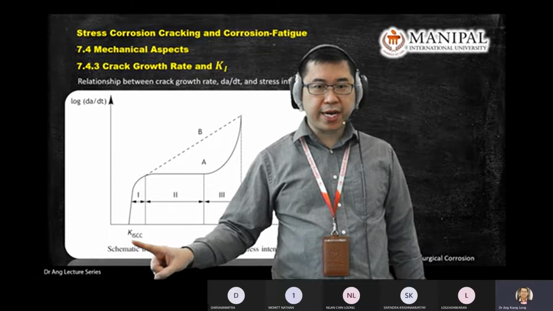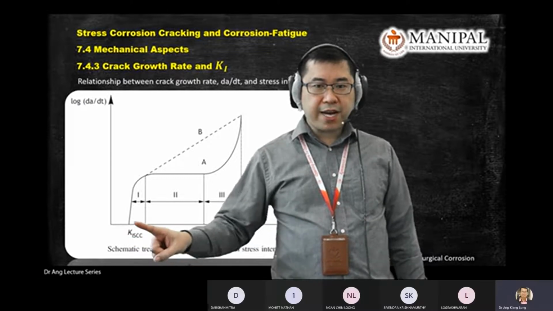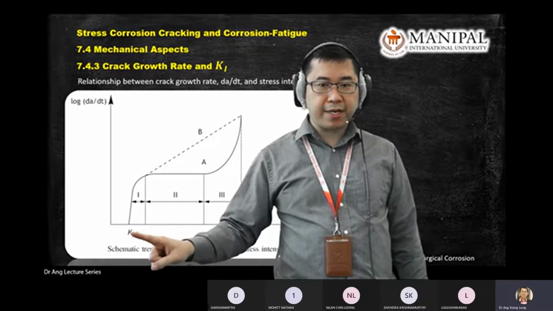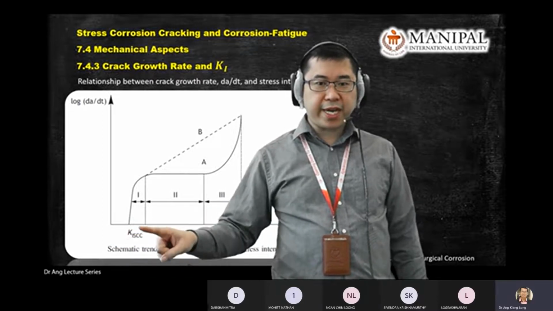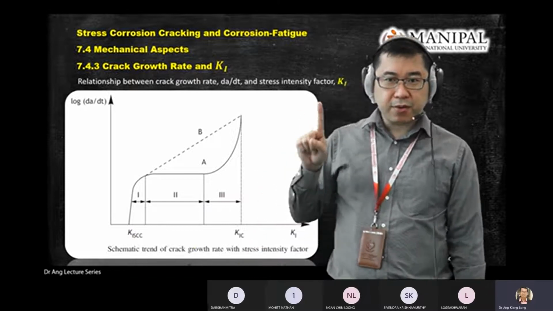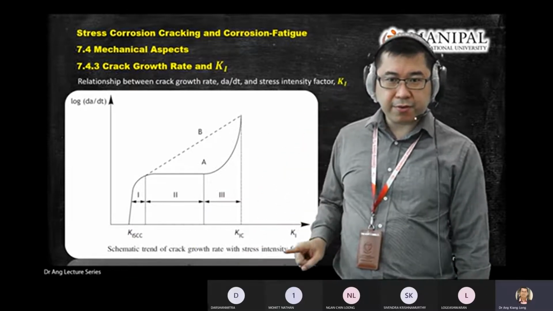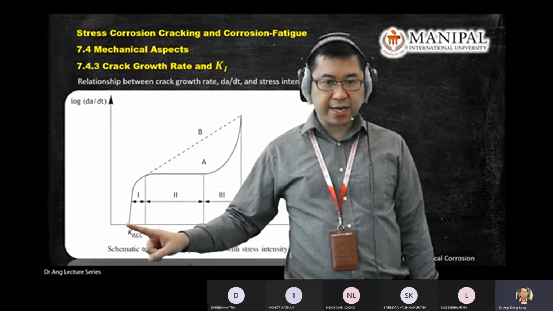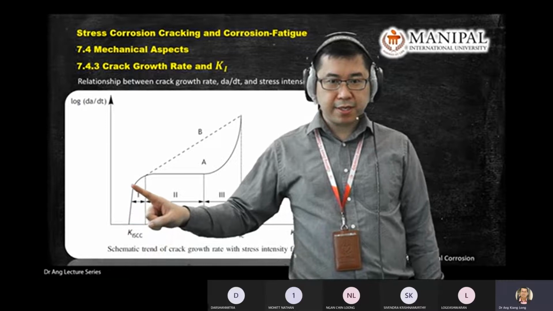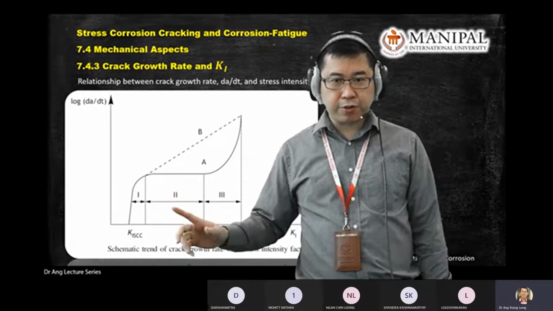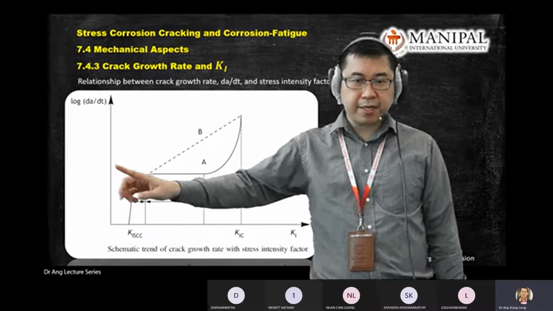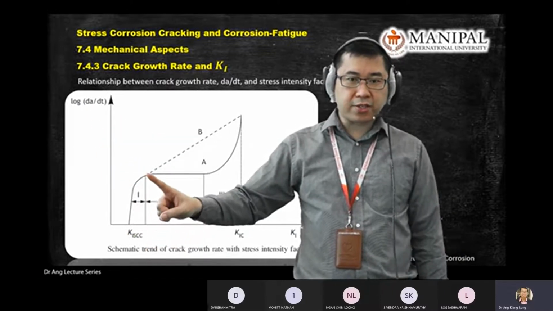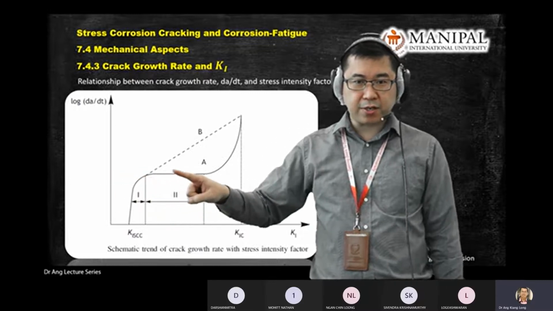This value is called Ki SCC, meaning for values below this value, there's no SCC happening, there's no cracking happening. When this Ki value is more than Ki SCC, then cracks start to happen. All right, if I use this chart now, cracks start to happen, and the rate is increasing, increasing until one stage. You see the rate is constant.